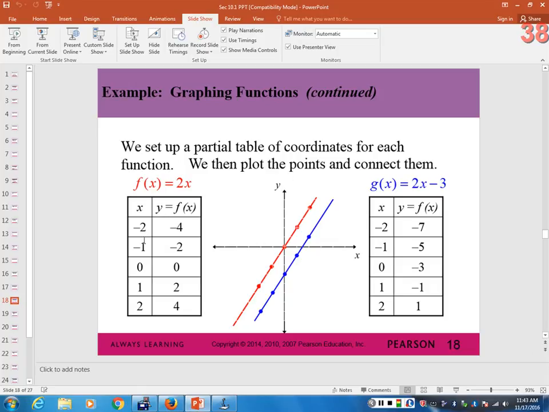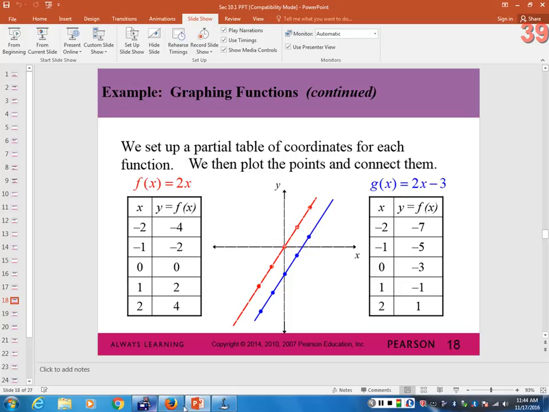We put in x to be negative 2, negative 1, 0, 1, 2 for both. And then we would get our y values, and for f of x equals 2x, our y values are negative 2, negative 4; negative 1, negative 2; 0, 0; 1, 2; and 2, 4. And for g of x, our values are negative 2, negative 7; negative 1, negative 5; 0, negative 3; 1, negative 1; and 2, 1. And then you just connect those with a straight line.